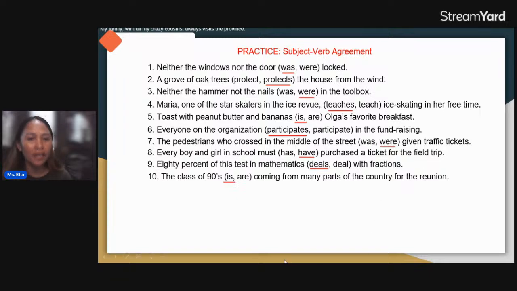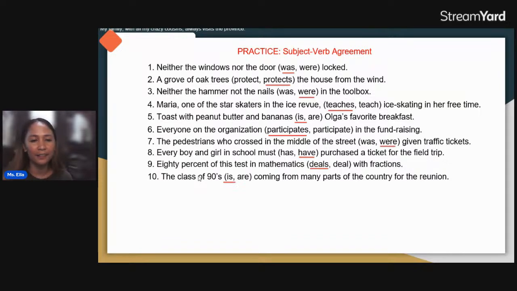Why is? Because the class of 90s acts as a group or a unit. That means it acts as a single entity, so we need to take the singular verb is. Though in the class of 90s there are a lot of members, more than one member, still, since the class of 90s is considered a group, like a collective noun, you must consider it as singular.